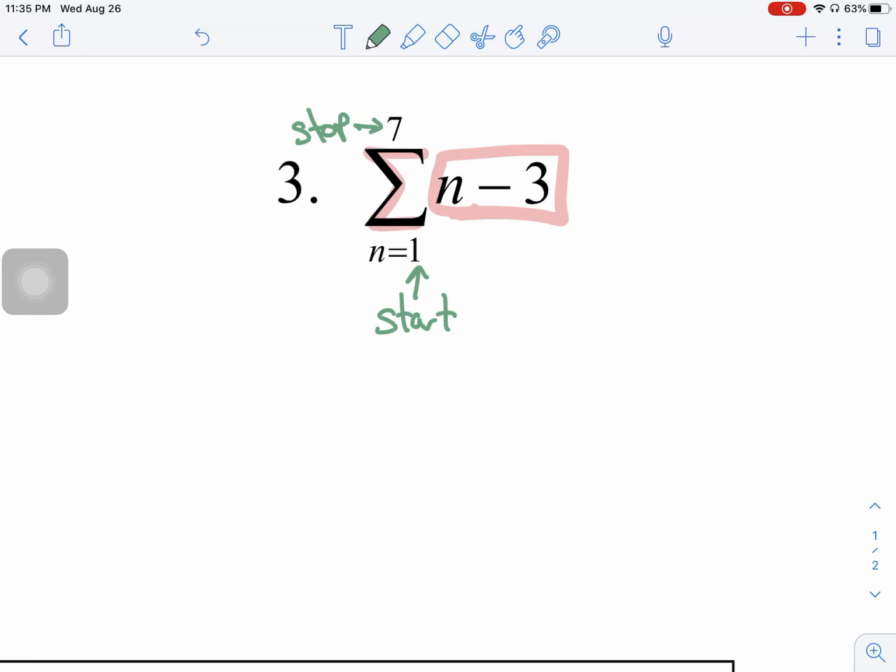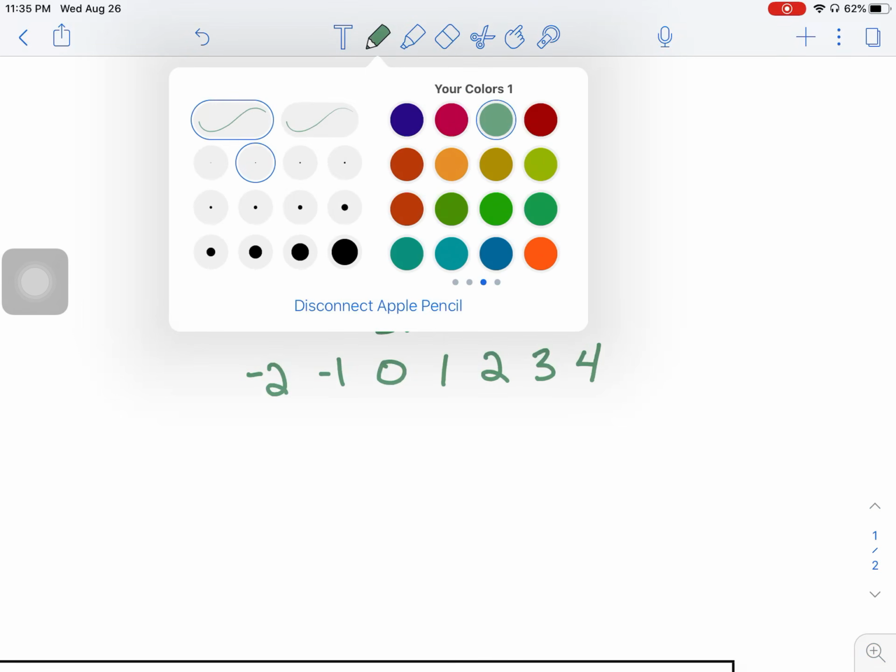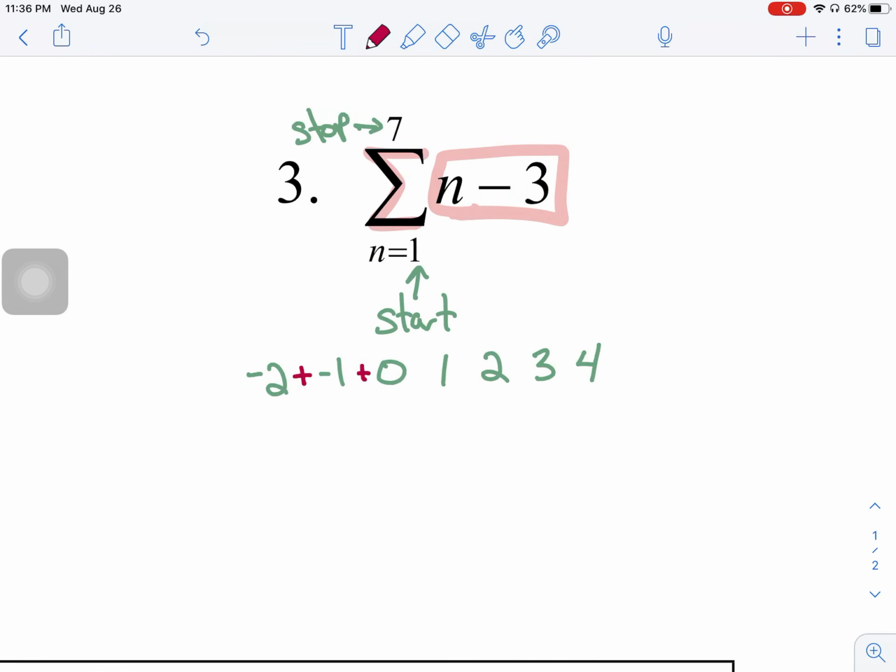So there's not that many numbers. If I look at this, let's start with 1, so 1 minus 3 is negative 2, and 2 minus 3 is negative 1, 3 minus 3 is 0, and I'm going to keep going all the way up to 7. So 4 minus 3 is 1, 5 is 2, 6 is 3, and 7 is 4, right, 7 minus 3 is 4. In between each one of these, remember we are adding, this is summation, so add them all up. And this sum is equal to 7.